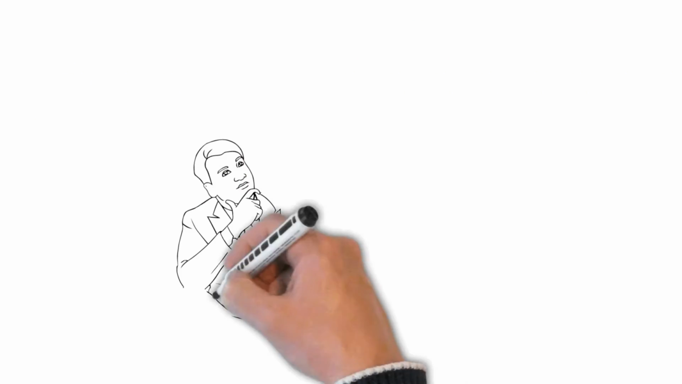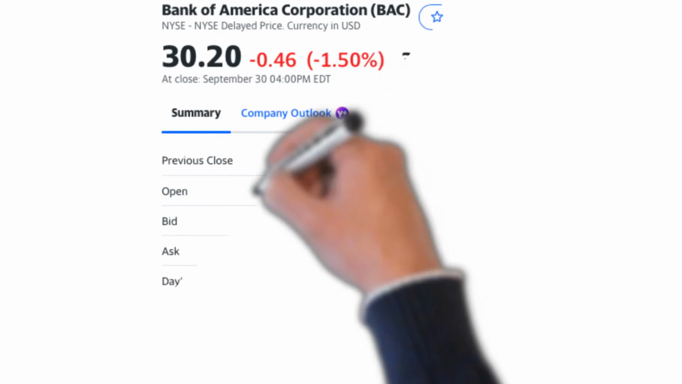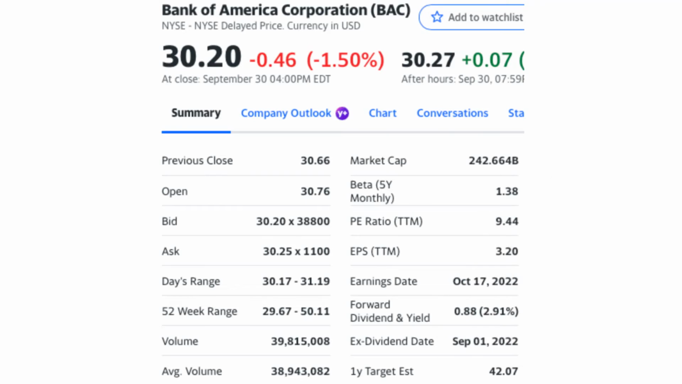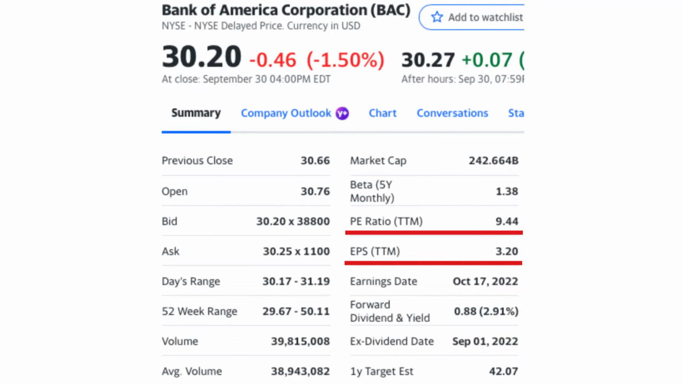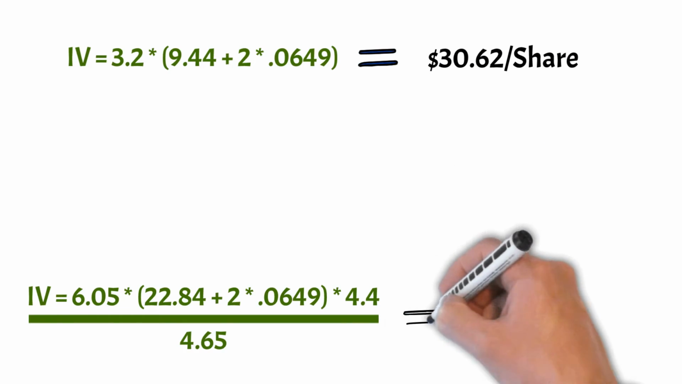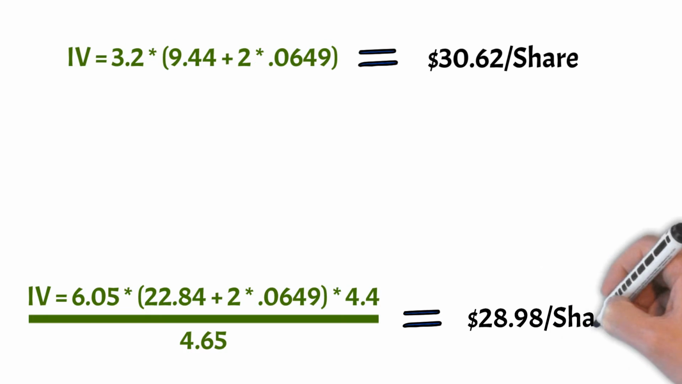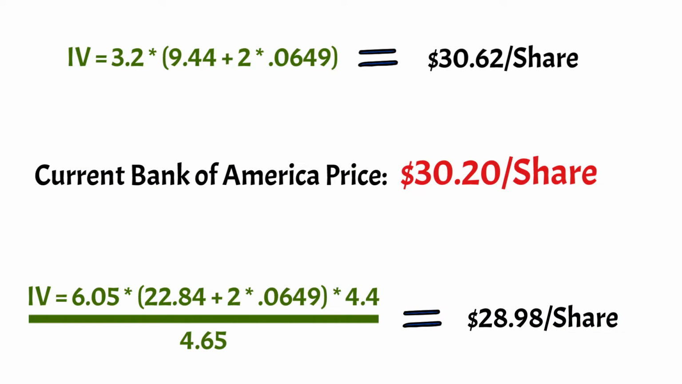But what if we use this formula for a value stock as it was intended? Let's use Bank of America for example. Bank of America currently has an EPS of 3.2 and a 9.44 PE. So both equations will look something like this. You can see that the valuation is fairly close, just as it was with Apple. Whether or not these stocks are near their true value is discretionary.